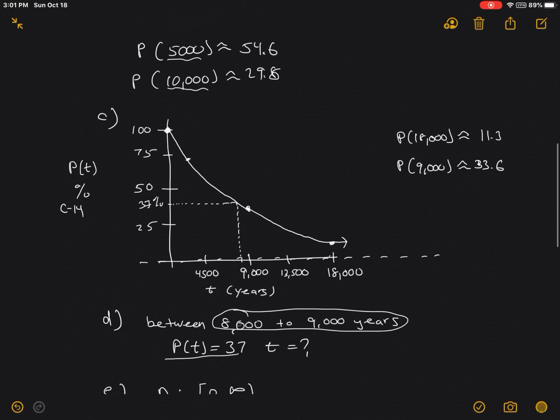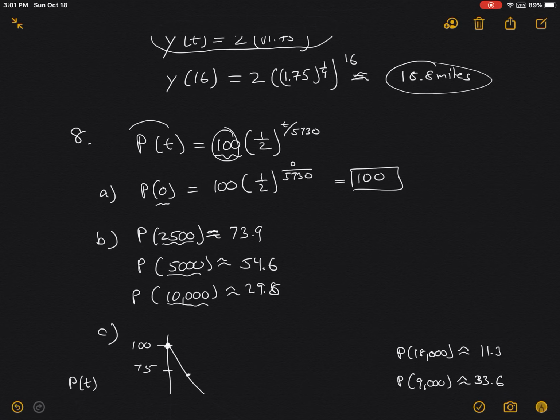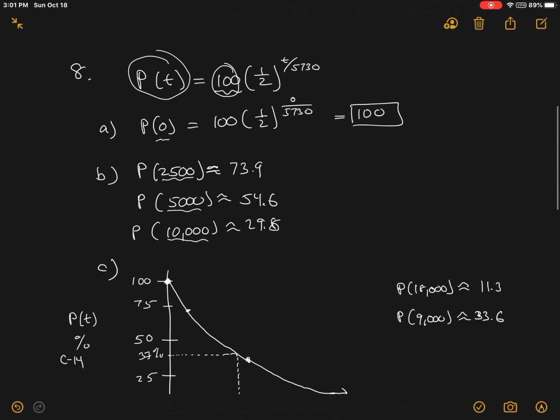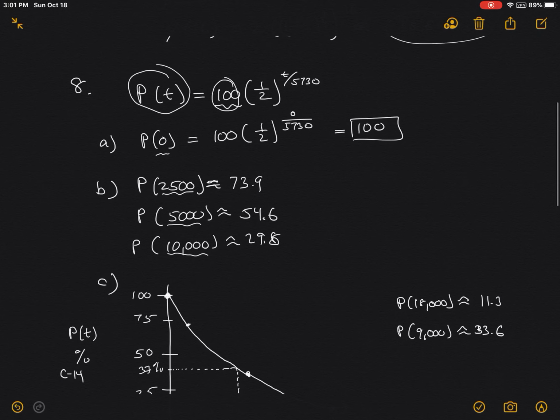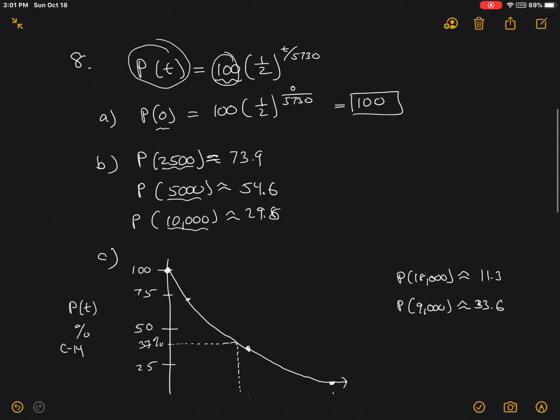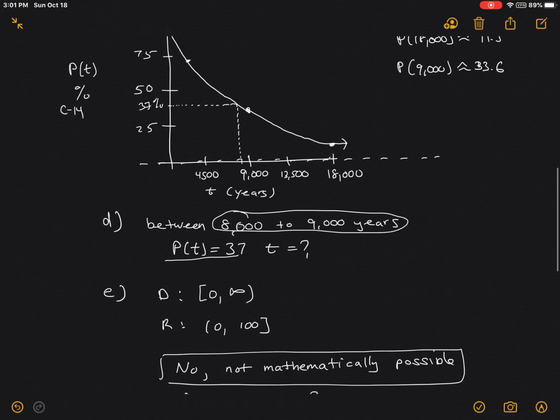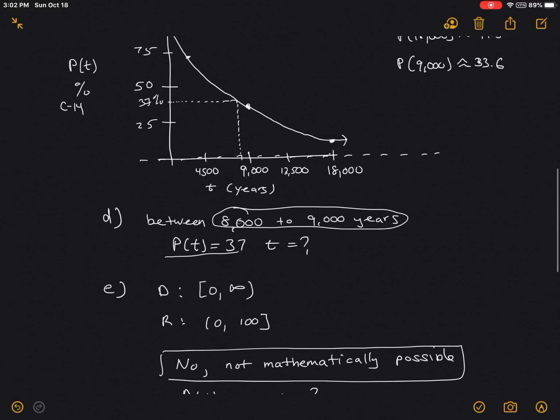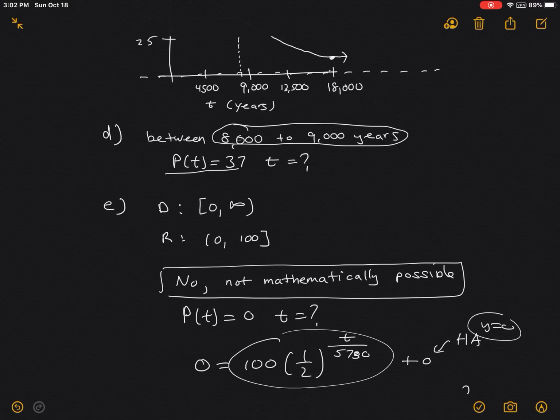Later on, you take P of T equals 37 into this equation, plug it in, and solve for T. Later on, we're going to do that exactly, solving an exponential equation instead of roughly estimating. The way you solve for T is to use logs. Last but not least, the reasonable domain in this problem is from 0 to infinity. And the range, because this graph has a horizontal asymptote at the x-axis, it's never going to hit the x-axis, but it's going to go from 0 to 100.